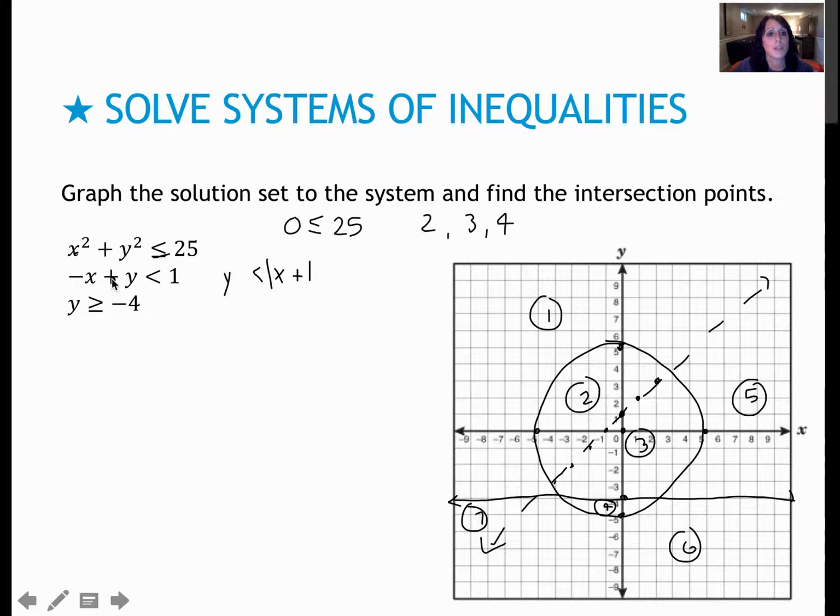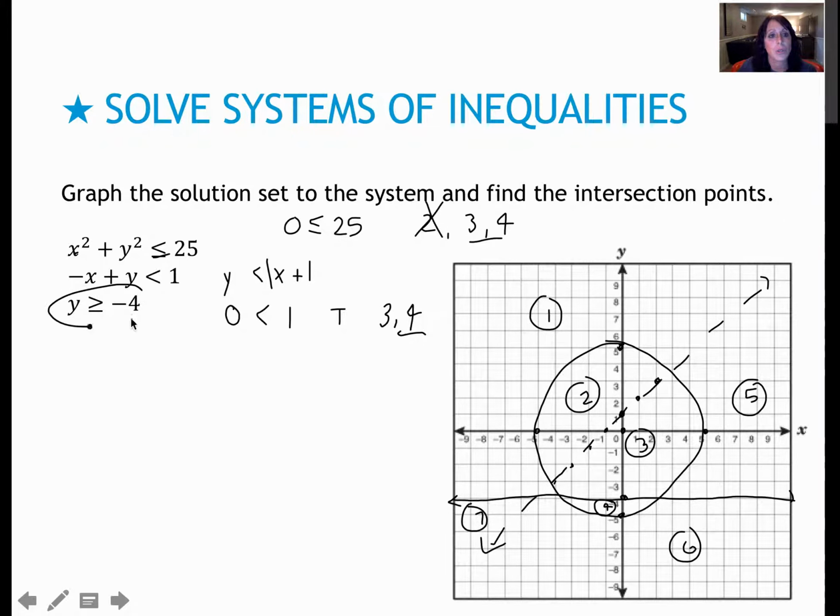Now let's see what happens for this one. If I use 0, 0 as a test point, I get 0 is less than 0 plus 1, so 0 is less than 1. Still true. So with the dotted line, it should be shaded towards 0, 0, so 2 is out, so it's just 3 or 4. So again, I didn't say 5, I didn't say 6, because I knew those were already out. So I've got this down to either 3 or 4.